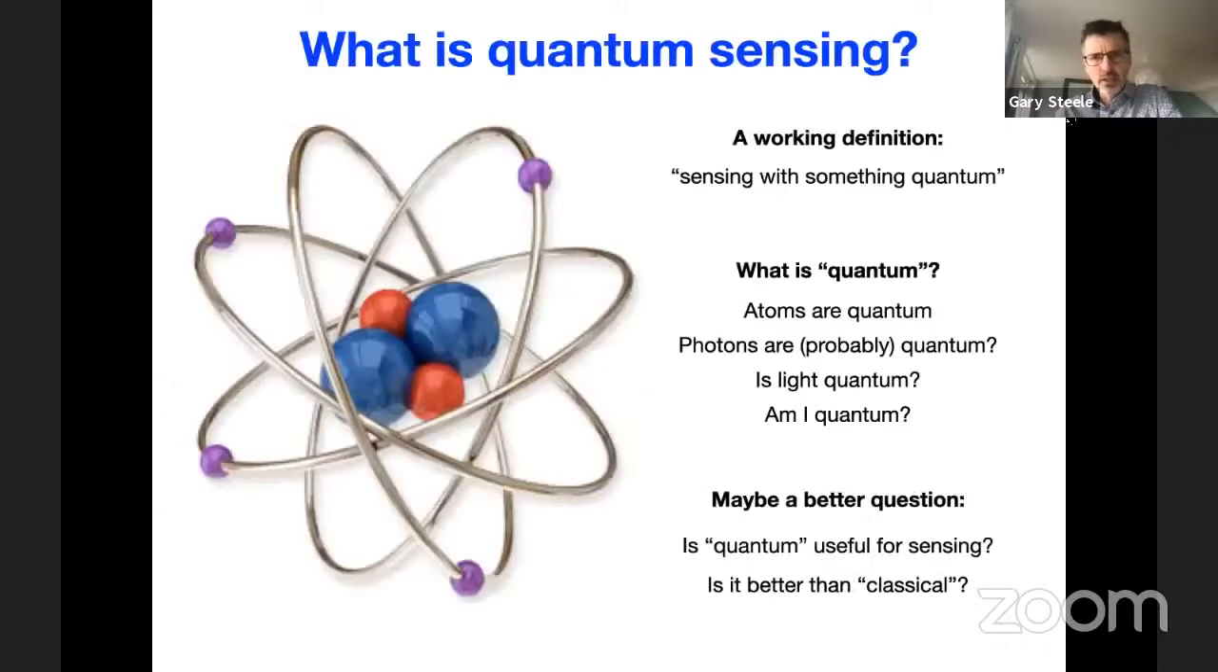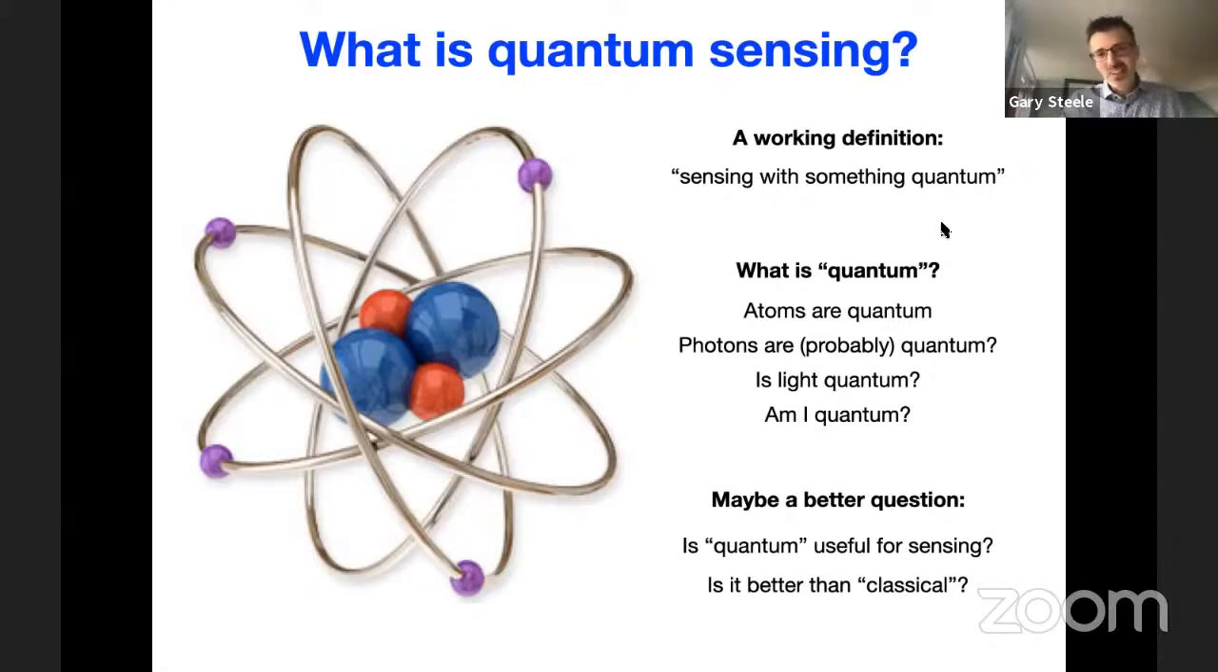So, it's a good question. What is quantum sensing? A simple working definition is that quantum sensing is, in some sense, by some people defined as sensing with something quantum. You have something quantum and you sense with it, and that's quantum sensing.